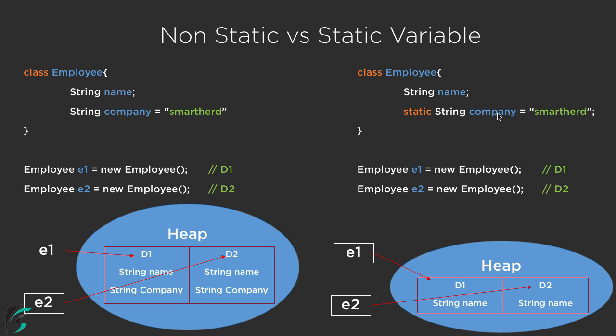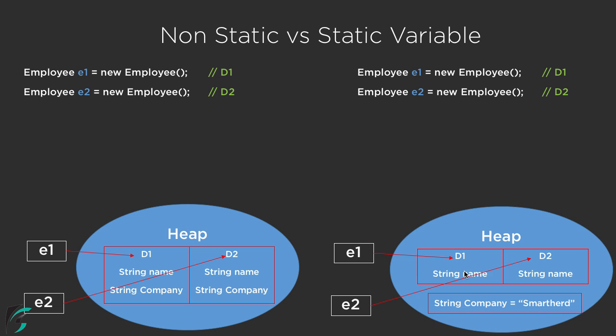This string company is actually created in the class area. So when the program is executed and the Java virtual machine loads the class, this static variable is allocated some space in the class area, right? So this string company is common to D1 and D2. But remember, it is not associated with the objects. It is only associated with the Employee class. So the question arises: how can I access the company name for the objects D1 and D2? For that, the answer lies in the next slide.